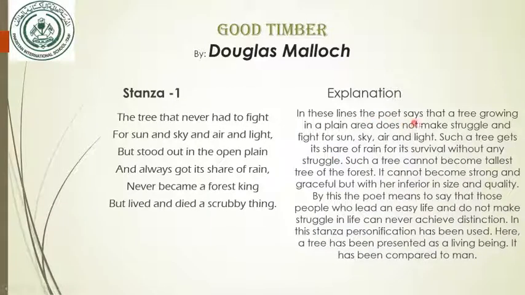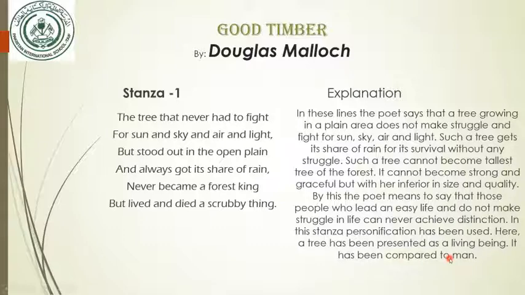In these lines, the poet says that a tree growing up in plain areas does not struggle and fight for sun, sky, air, and light. Such a tree gets its share of rain for its survival without any struggle. Such a tree cannot become the tallest tree of the forest. It cannot become strong and graceful, but remains inferior in size and quality. The poet means to say that those people who lead an easy life and do not struggle in life can never achieve distinction. In this stanza, personification has been used. Here, a tree has been presented as a living being. It has been compared to man.